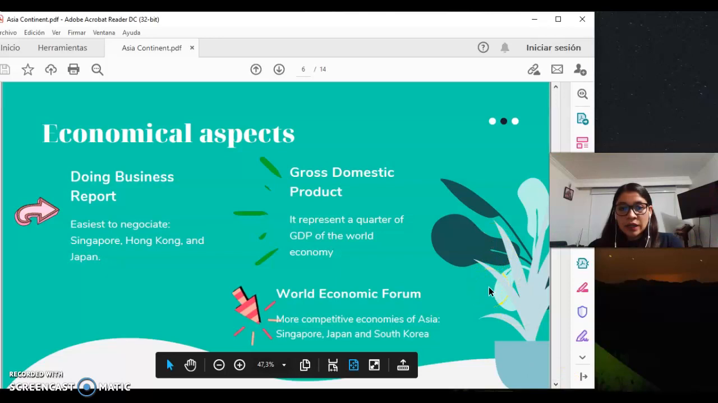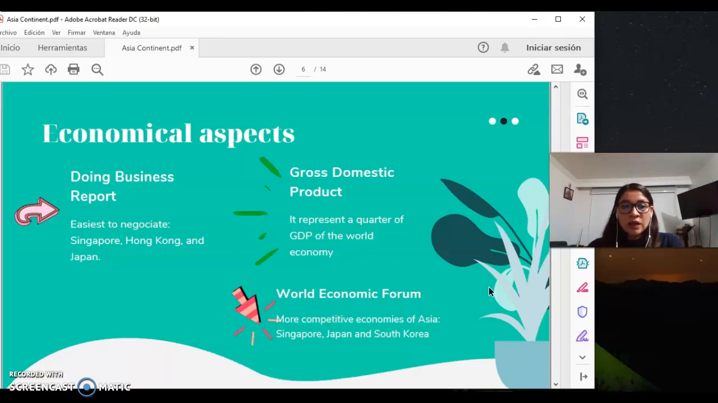Talking about economic aspects, in the Doing Business report, the countries that are easiest to negotiate with are Singapore first, then Hong Kong, and in third place Japan. The gross domestic product of the whole continent represents a quarter of the GDP of the world economy. It's very, very important. And finally, the World Economic Forum said that the most competitive economies of Asia are Singapore, Japan, and South Korea.